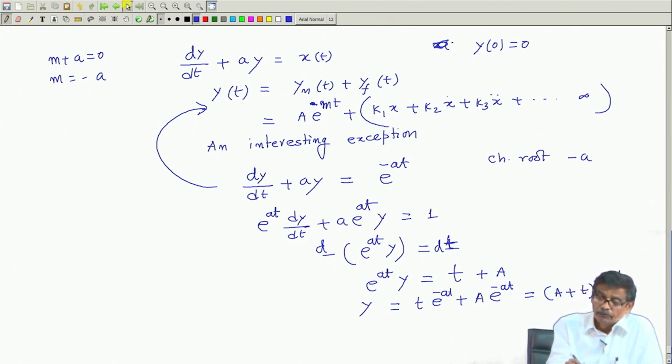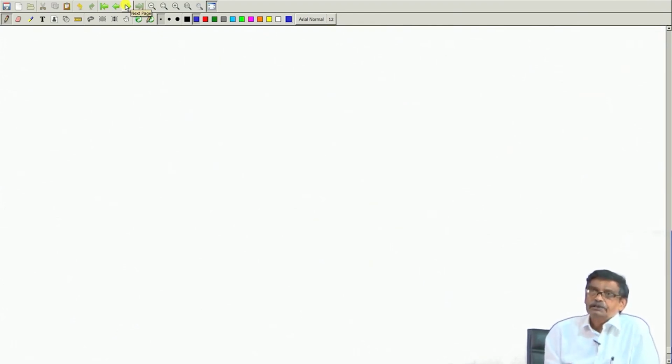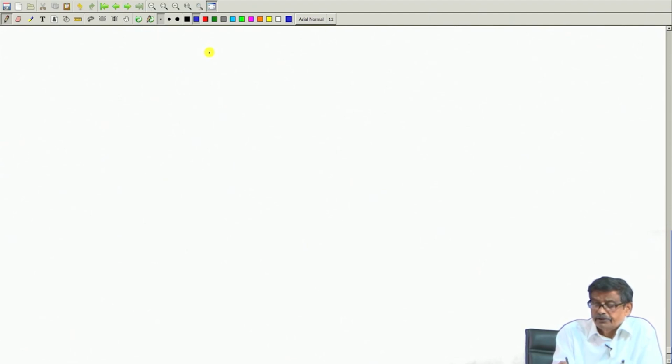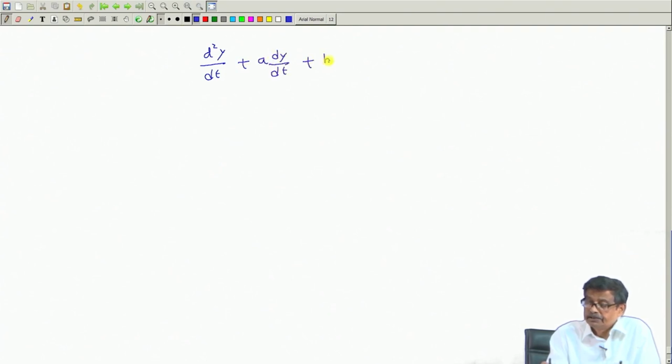Okay. Now, in the first order system things are pretty simple. Now, to complete the discussion on this, we will take up a higher order differential equation and try to see whether similar things can be done. That is, suppose a higher order differential equation is like this: d squared y by dt squared plus a dy/dt plus b y, it is a second order differential equation and it is excited by an input.